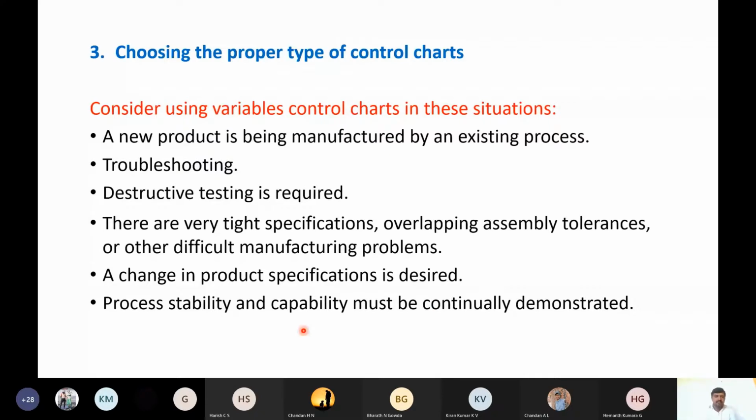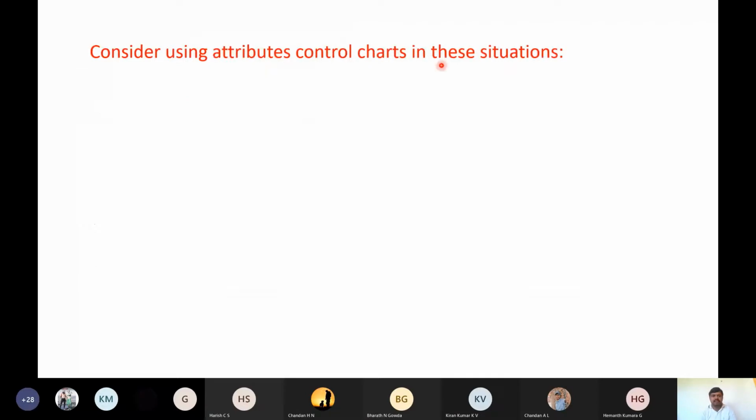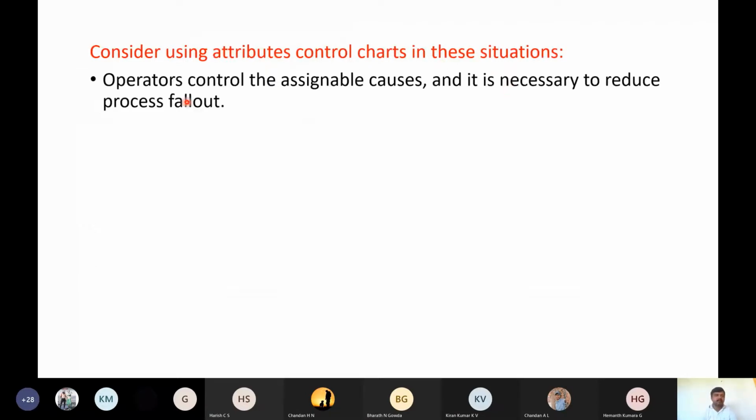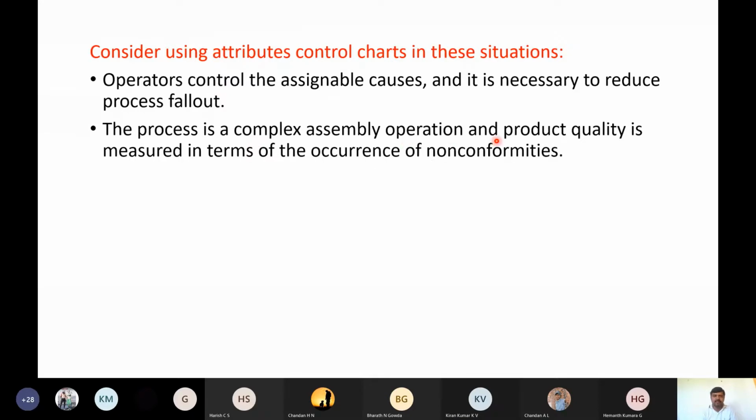So these are the situations in which you can go for using variable control chart. Then consider using attribute control charts in these situations. Operators control the assignable causes and it is necessary to reduce process fallout. The process is a complex assembly operation and product quality is measured in terms of the occurrence of non-conformities. That means we are considering only whether it's a defective or not. So you are not getting continuously varying data. Instead of that, you are getting only data in terms of defects or acceptable products.